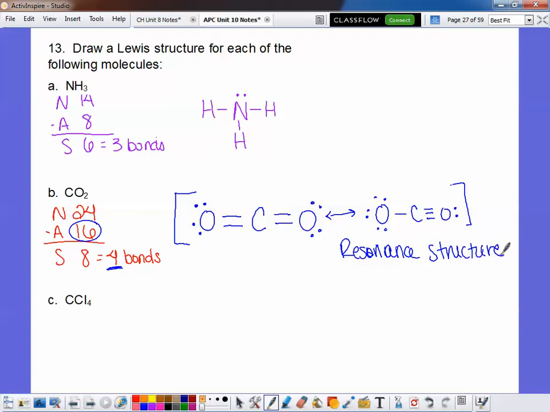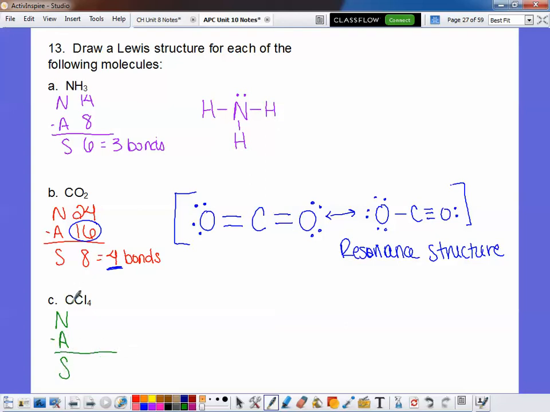And I'm pretty sure it's the next video. We're going to talk about how to evaluate, how to draw resonance structures and how to evaluate which one is the stablest configuration of those atoms, the stablest structure. Okay. All right, and then the last example here is CCl4, needed, available, shared.